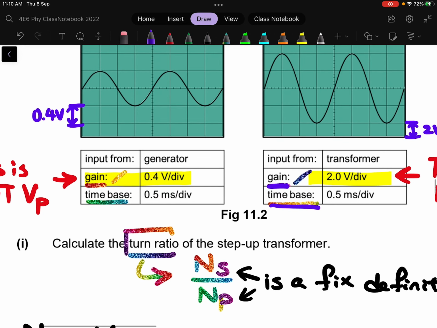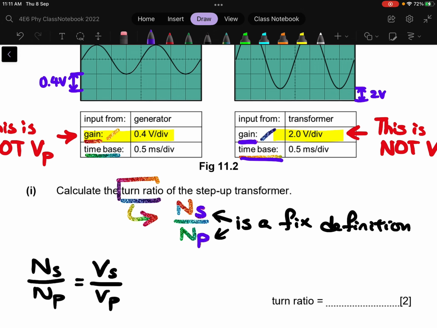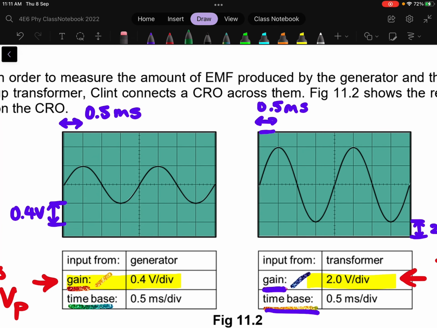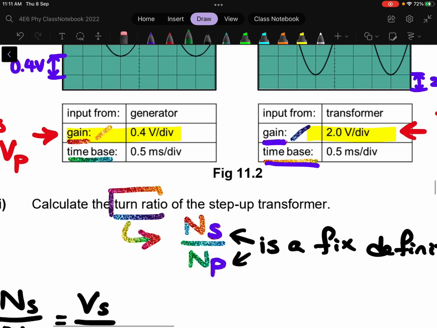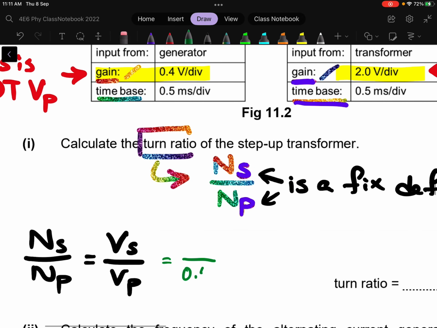So if you want to find out the turn ratio, by the way, turn ratio is also a fixed definition kind of ratio. You have to place the secondary coil on top and the primary coil at the denominator position. So since we know that in your transformer equation, NS over NP gives you VS over VP, you need to go back to the CRO diagram. Your VS is given by this part. This is the amplitude you measure from the center line. So your VP, if you look at this, is 0.4.